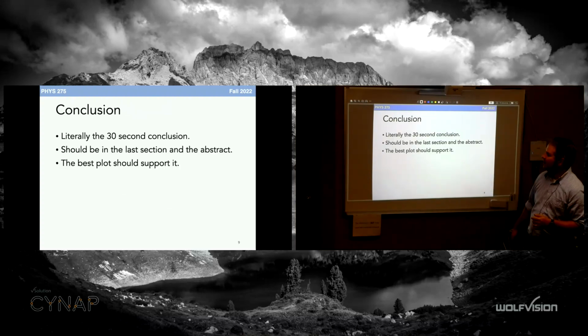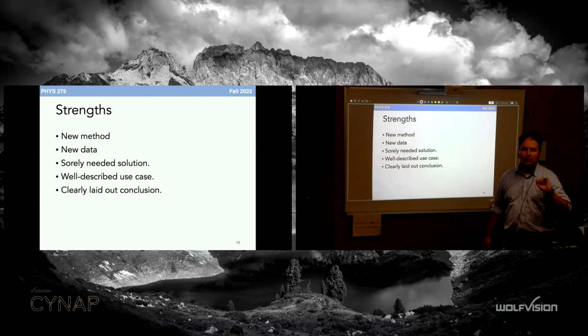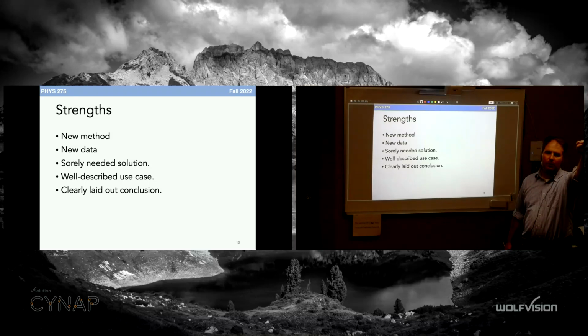Conclusion: literally the 30 seconds, 10 seconds, the elevator pitch. It should be the last section in the abstract. If you're looking at a whole paper, the best plot is the one the whole paper should support. That's your plot, right? This is the thing that gets supported by all of this. The conclusion is the graph you show your aunt, going, no, this is what the case is, right? This is your final argument.